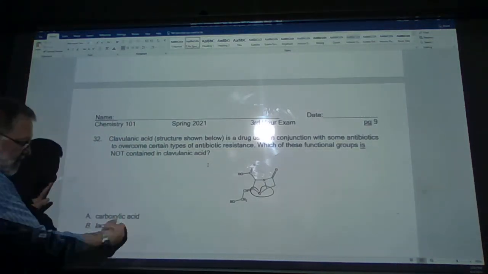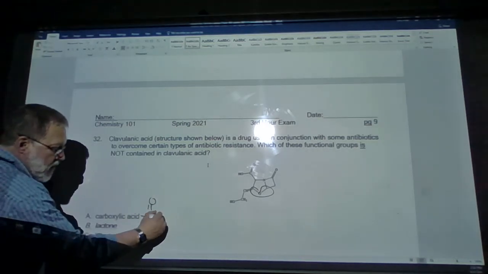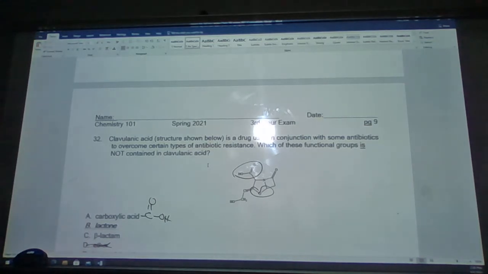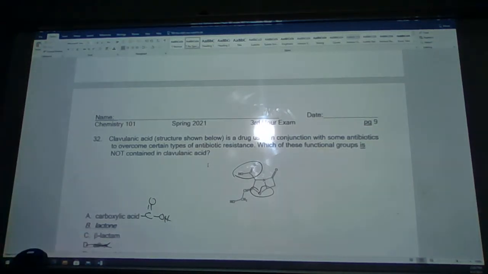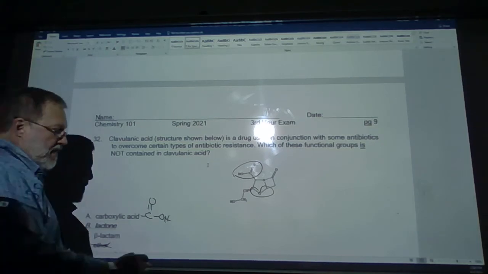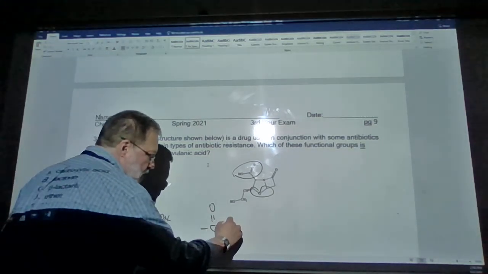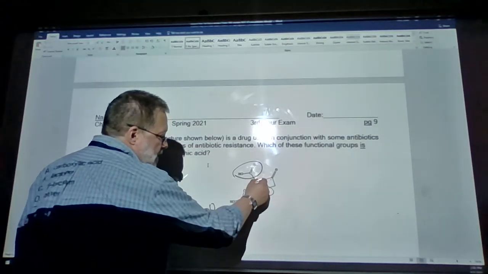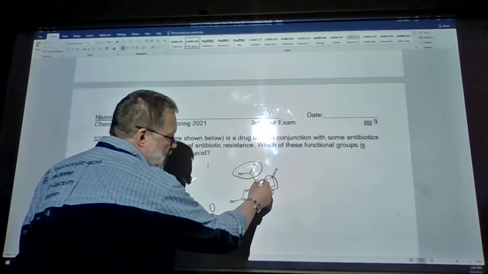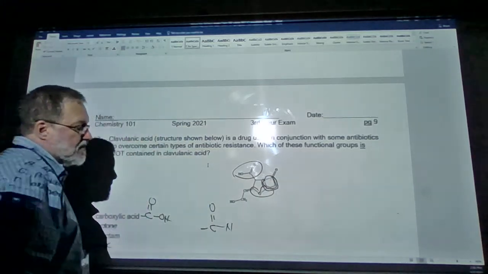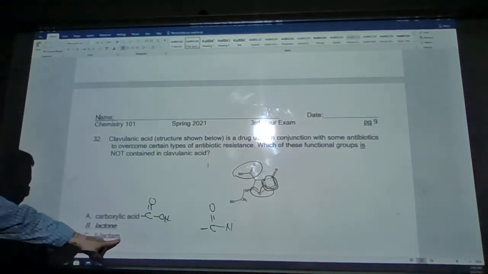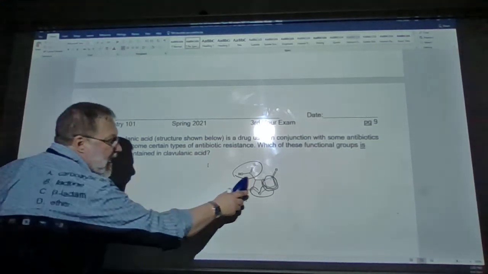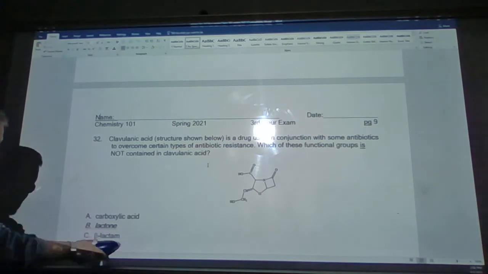A carboxylic acid, C double bond O, OH. There's your carboxylic acid. A beta-lactam is a cyclic amide. An amide, C double bond O, N. That N cycles back around on itself to reconnect to the C double bond O. So a lactam is a cyclic amide. We have that. The only thing we do not have is a lactone.